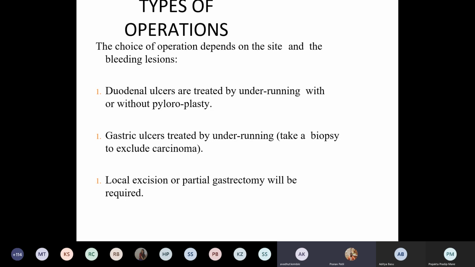Now, what are the types of operations usually? Duodenal ulcers are treated by underrunning with or without pyloroplasty. Gastric ulcers are usually treated by underrunning. Take a biopsy also to exclude carcinoma, and local excision or partial gastrectomy will be required if there is excessive bleeding. If with all such procedures our bleeding is not getting under control, then we go ahead with partial gastrectomy.